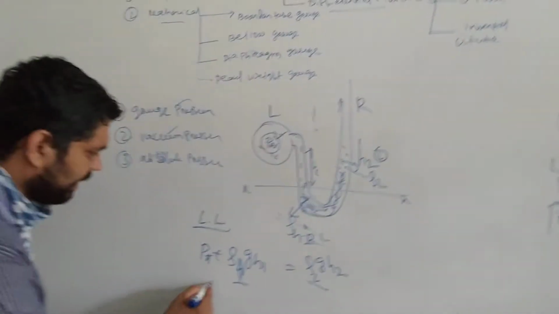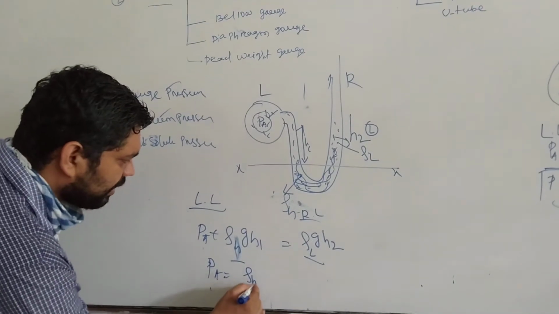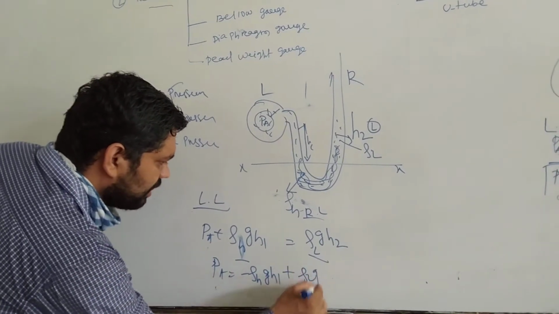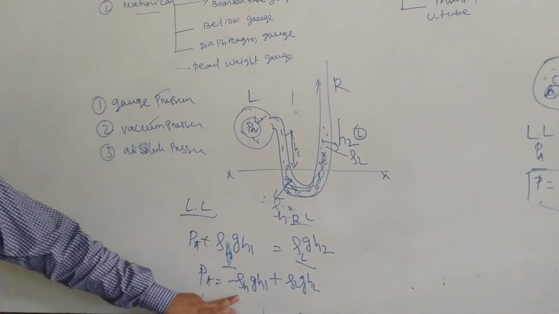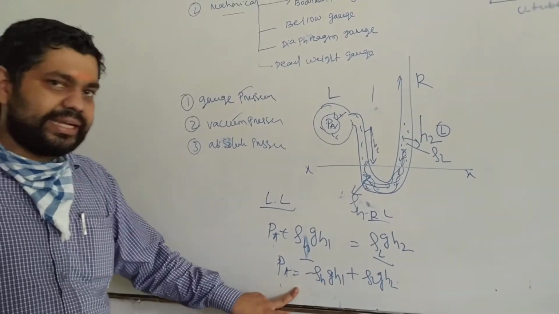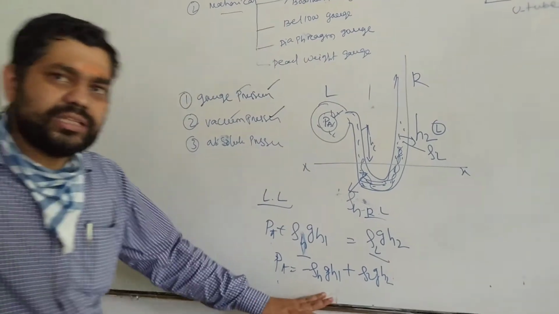If you find the PA, so PA means what? This is your rho H g h1 minus rho L g h2. So the negative sign will occur here, as the density is your heavy. If you find the height from this, if the pressure is negative, then that is called vacuum pressure. If it is positive, then that is called gauge pressure.